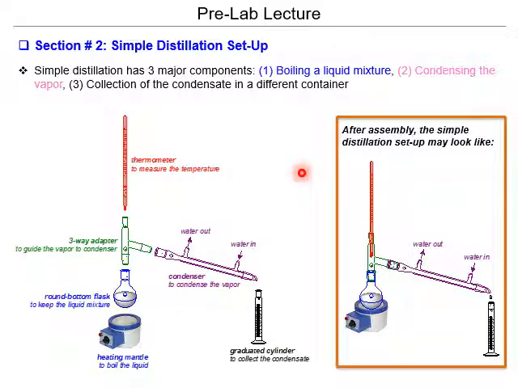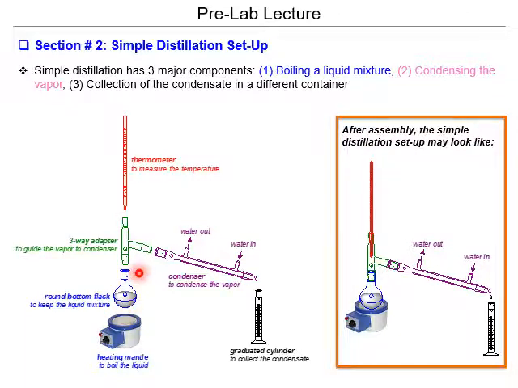As I've mentioned, we have two major types of distillation: simple and fractional. For the setup of simple distillation, we have three major components. The first is boiling a liquid mixture. We will have our mixture of liquids in a round bottom flask, and using a heating mantle, we boil the mixture.